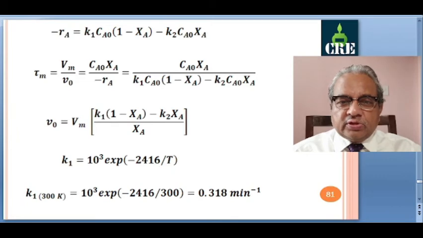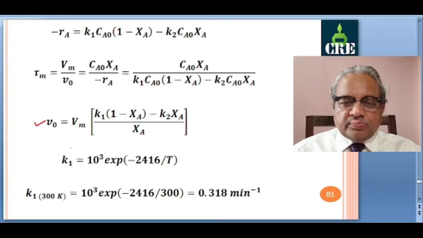So the reaction is first order reversible. So we know minus Ra is equal to K1 Ca0 into 1 minus Xa minus K2 Ca0 Xa. Tau we can write as Vm by V0, which is Ca0 Xa by minus Ra. So if I write this Ca0 Xa by minus Ra, Ca0 will cancel out, and V0 I can write as Vm into K1 into 1 minus Xa minus K2 Xa, and this Xa goes in the denominator. So V0 can be found out.